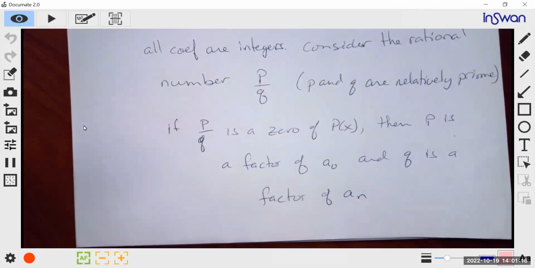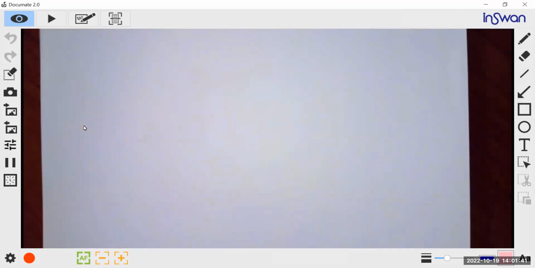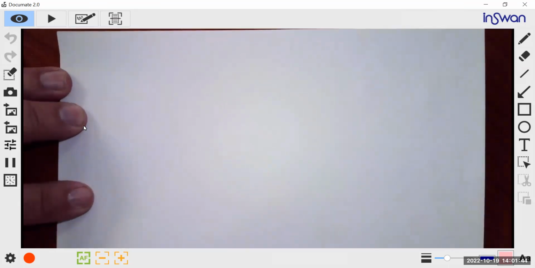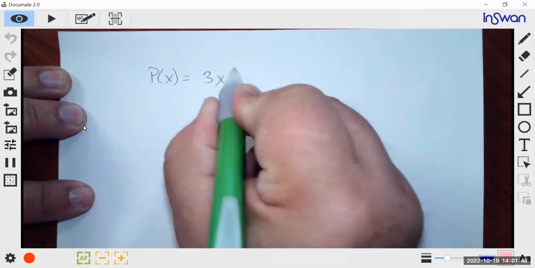Because so far, in all of our examples, those big equations, if I asked you to find the factors, what was the leading coefficient always? The leading coefficient, look at your examples. The leading coefficient was always 1. Now, let's look at a polynomial where the leading coefficient is not 1.